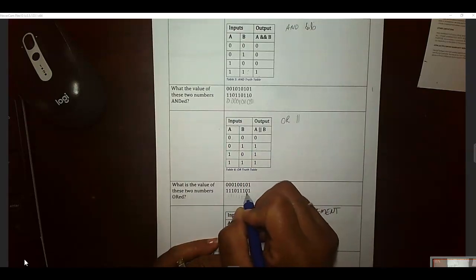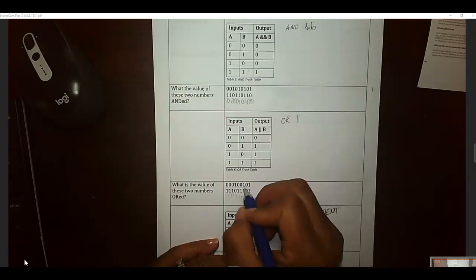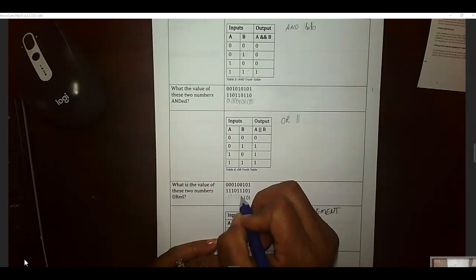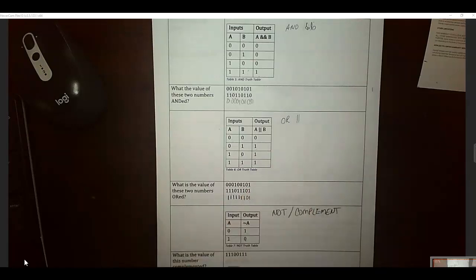2 binary numbers, let's OR them. 1 ORed with 1 is 1. 0 ORed with 0 is 0. 1 ORed with 1 is 1. 0 ORed with 1, 1. 0 ORed with 1, 1. 1 ORed with 0, 1. 0 ORed with 1, 1. 0 ORed with 1, 1. 0 ORed with 1, 1. So there is your new value after ORing the 2 binary numbers.